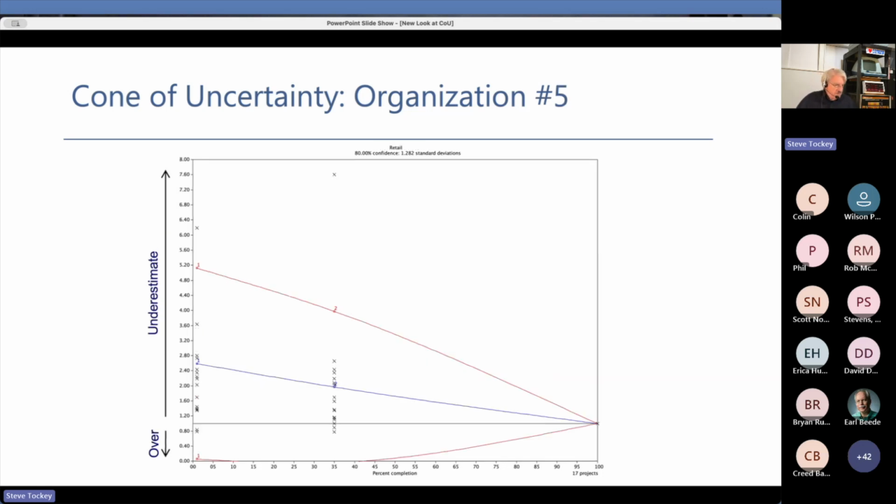Here's another organization. What do we got here? Some kind of retail sales, some sort of business to consumer kind of sales. And honestly, these people are actually quite bad. So the initial estimate, let's just look at 35% of the way into the project, just shy of halfway through: if my estimate was 10 weeks, the actual, 50-50, as likely to be over as to be under, was actually double that.